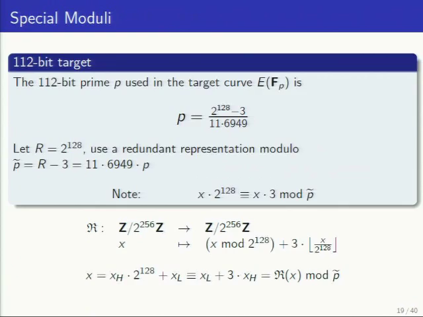Before describing how we do this faster multiplication, let's have a look at the prime which is proposed in the standard. It's a 112-bit prime, and it's this number. We immediately see this is not a randomly picked prime. It has a very special shape. So what we're going to do is calculate modulo a redundant representation, modulo p twiddle.